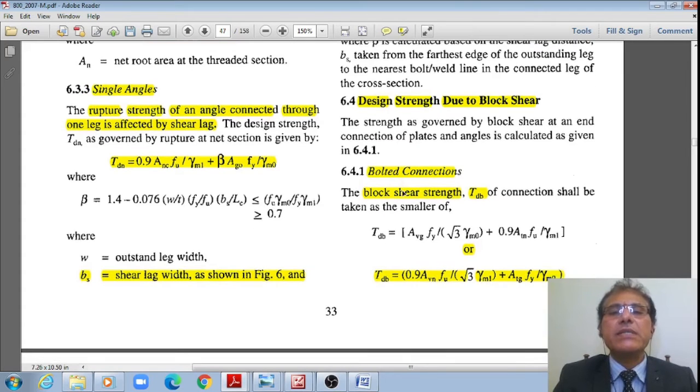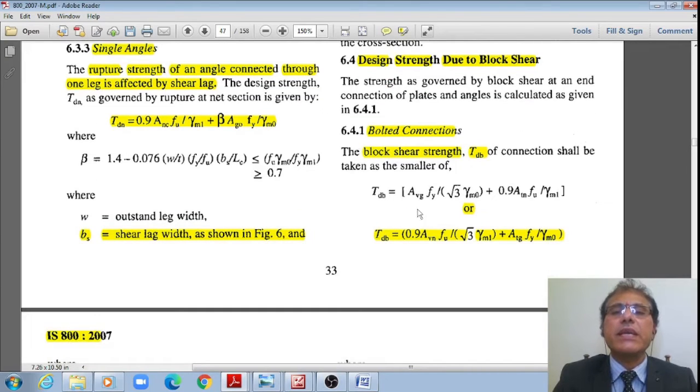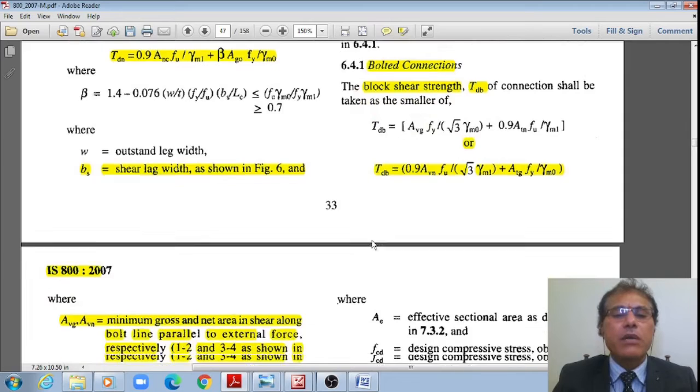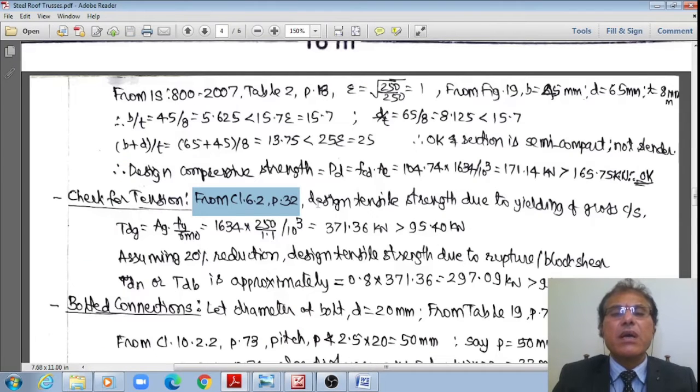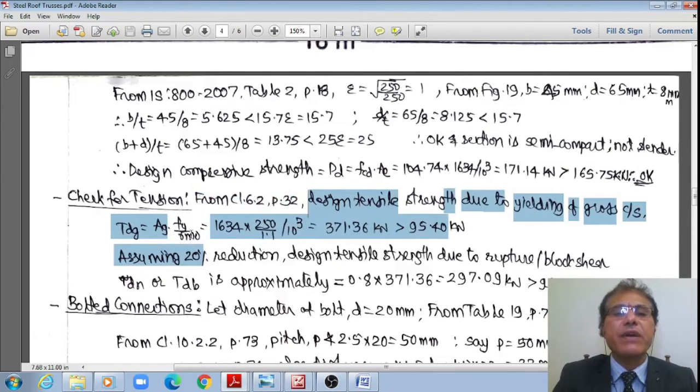Even the third criteria is design strength due to the block shear criteria. For bolted connections, the block shear strength Tdb is either the first one, Abg fy divided by root 3 gamma m0 plus 0.9 Atn fu divided by gamma m1, or the second criteria, 0.9 Abn fu divided by root 3 gamma m1 plus Atg fy divided by gamma m0. Therefore, out of these three criteria, whichever is minimum. Now I'll first calculate design tensile strength due to yielding of the cross section, Tdg is equal to Ag fy divided by gamma m0.